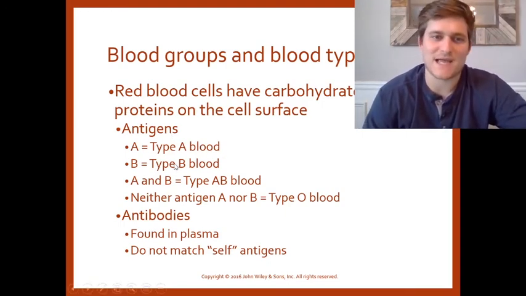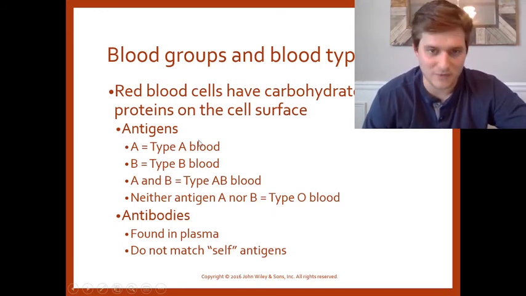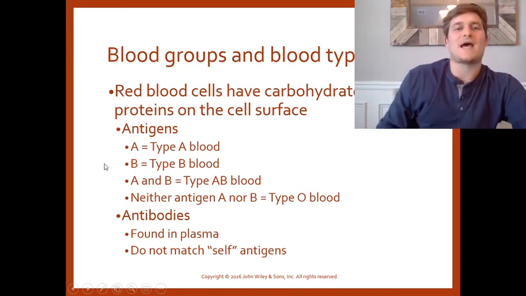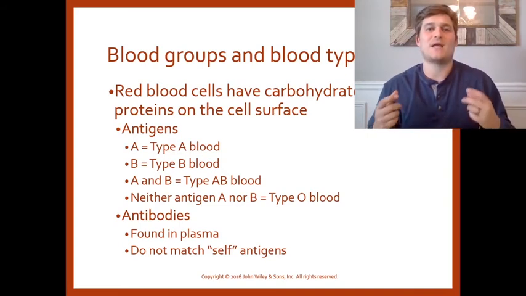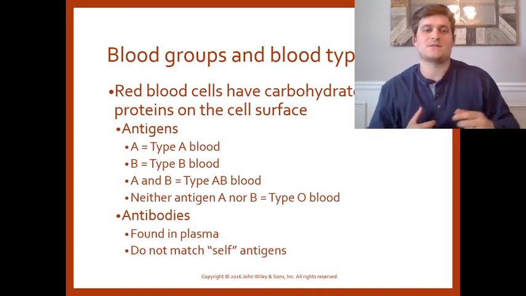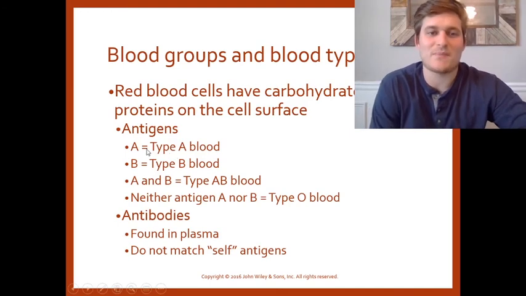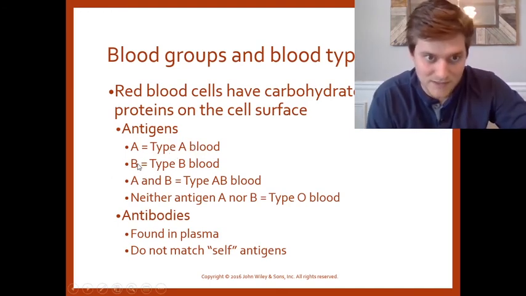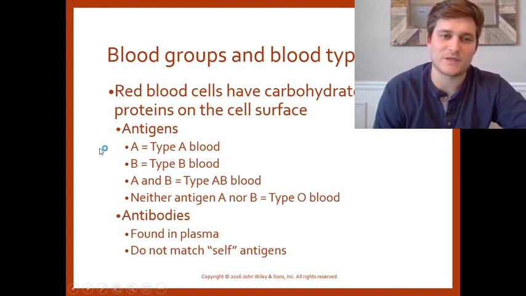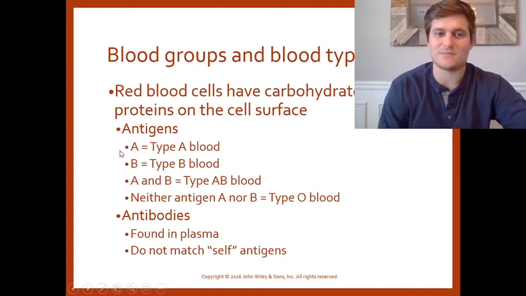If you have type A blood, your erythrocytes, your red blood cells, are going to have A antigens. Type B blood, B antigens. If you have AB blood, both antigens. If you have type O blood, neither antigen. And in addition to the antigens on our red blood cells, our plasma carries antibodies. So if you have type A blood, you're going to have anti-B antibodies. And if you have type B blood, then you're going to have anti-A antibodies.